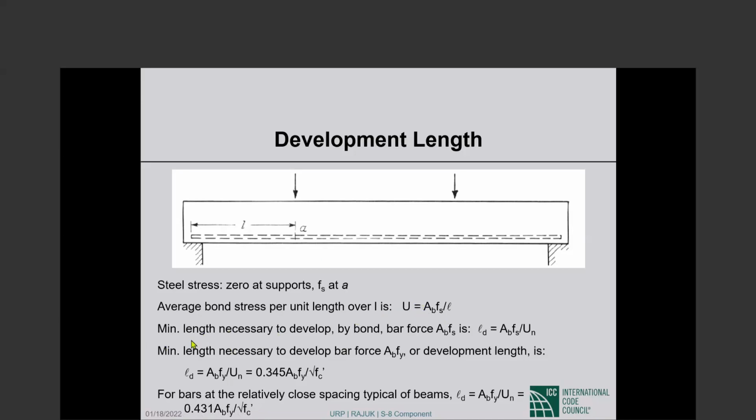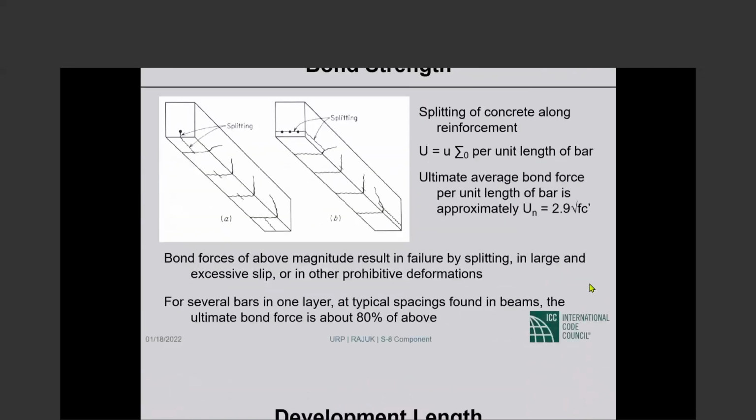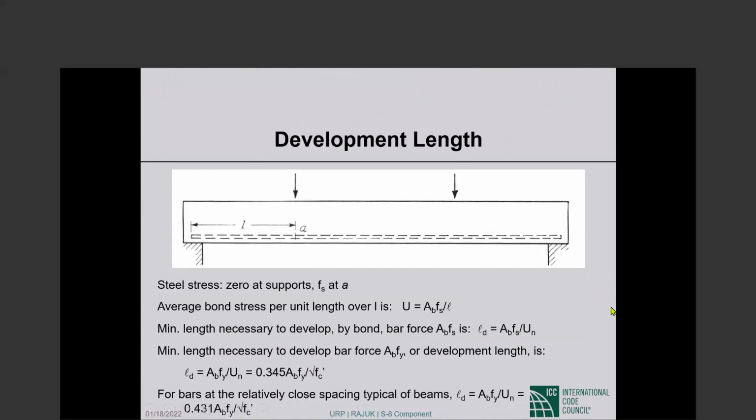Minimum length necessary to develop by bond bar force A sub b f sub s is A sub b f sub s divided by the ultimate value we saw on the previous picture, the 2.9 square root of f sub c prime. Okay, if that is the ultimate bond per unit length, then minimum length necessary to develop by bond this force is A sub b f sub s divided by the same U sub n.